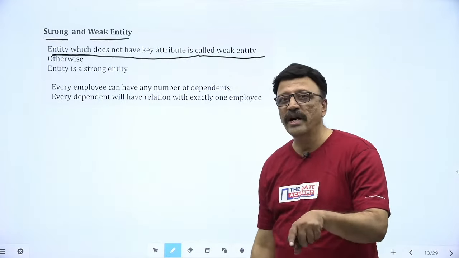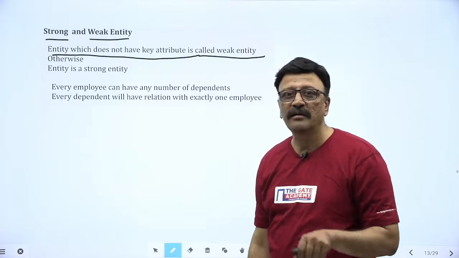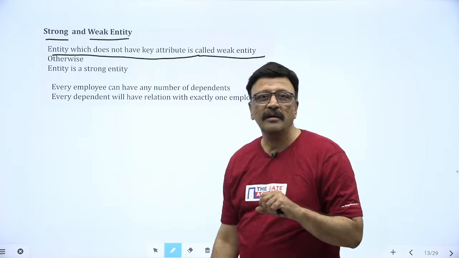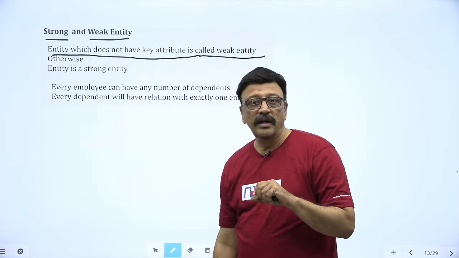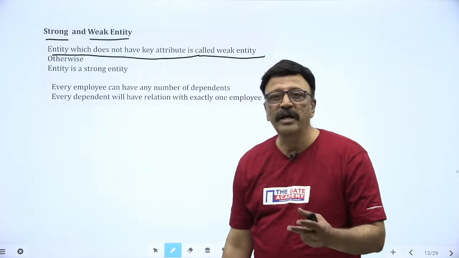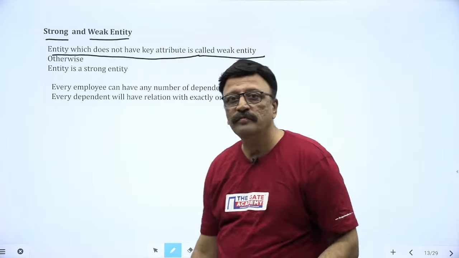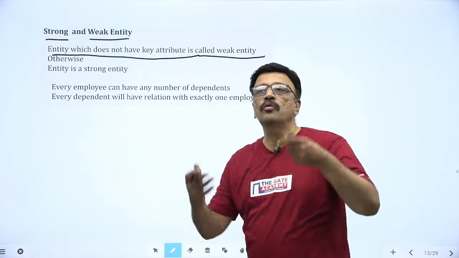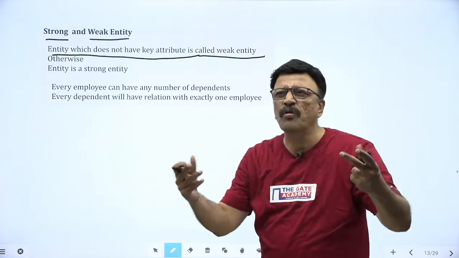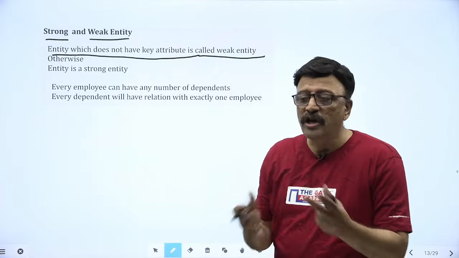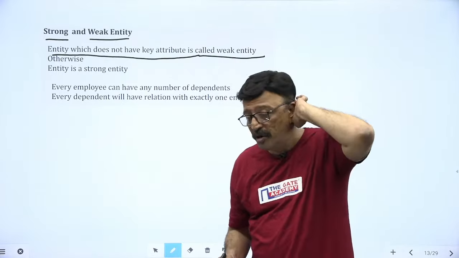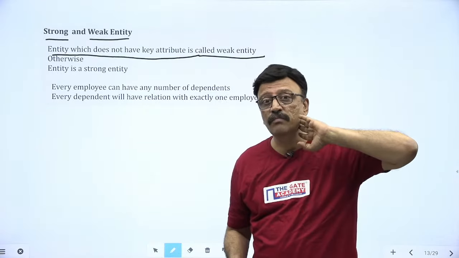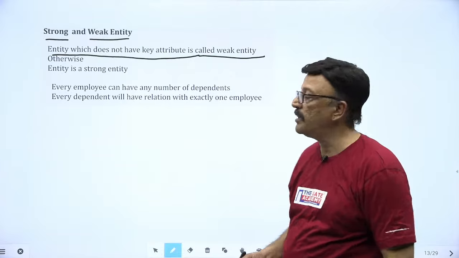You remember student has a key attribute, student ID. Employee has a key attribute, employee ID. Right? But then there are some entities which do not have a key attribute. If you are not able to understand what should be the key attribute for a particular entity, then you can say that this must be a weak entity. Here goes an example.